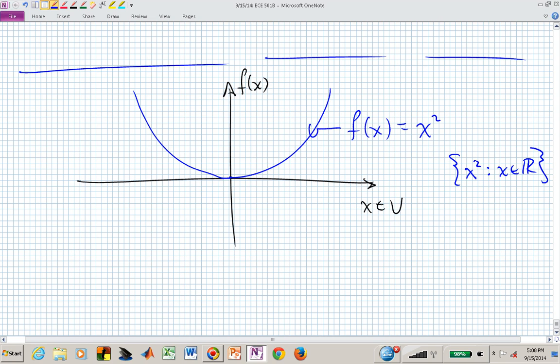Irrespective of whether this is linear or not, is it injective? Is this map injective? Why not? Now it doesn't pass the horizontal line test, does it? So this is a map that's not injective.